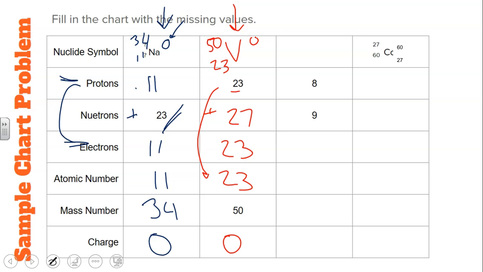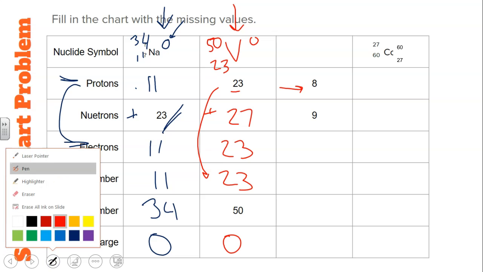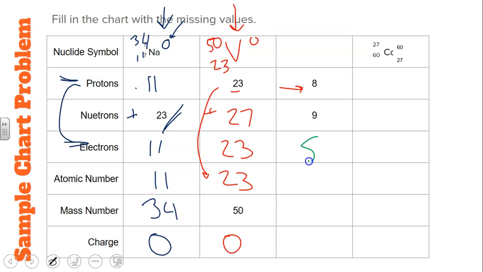So now we continue. We do the same sort of thing. Number of electrons: if nothing is given, then we have to assume that the element is neutral. So if it's neutral, that means that the number of protons must equal the number of electrons. And again, I'll do a different color here. So that has to be 8. That means that the charge is neutral, 0.